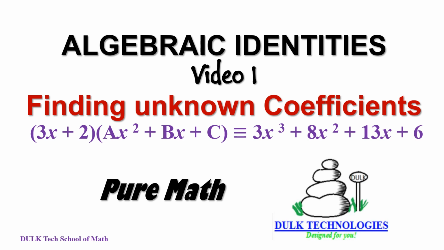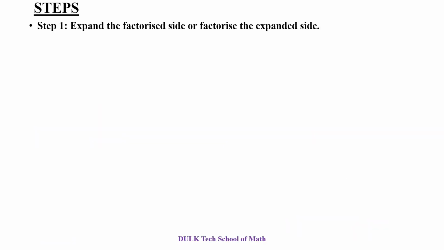So we have a few steps that we have to follow, and here are the steps. The first step is to expand the factorized side or factorize the expanded side. The choice is yours, but you'll get the same answers. Then equate the coefficients of the corresponding terms. We are saying if we have x squared on the left hand side, it corresponds to x squared on the other side. So if we equate the coefficients, it's true mathematically, right?